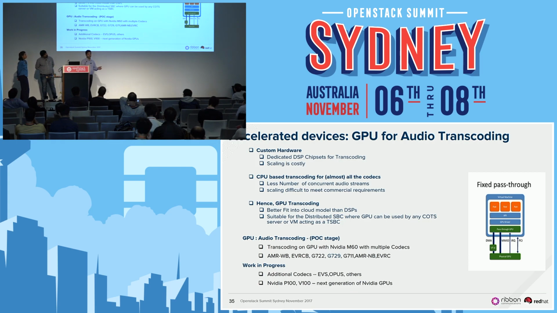Also, if you look at it as a data center operator, power utilization levels are pretty important for you. GPU takes up quite low power compared to custom hardware which is getting used. As part of our proof of concept, we are able to do transcoding with NVIDIA M60 GPU between each of these various codecs, wideband, EVRC, G722, and all that. Work is in progress to support additional Opus or Silk-based codecs, which are used for Google Talk and WhatsApp and all that. So GPU is one recommendation for the usage of accelerated devices for Telco NFV.